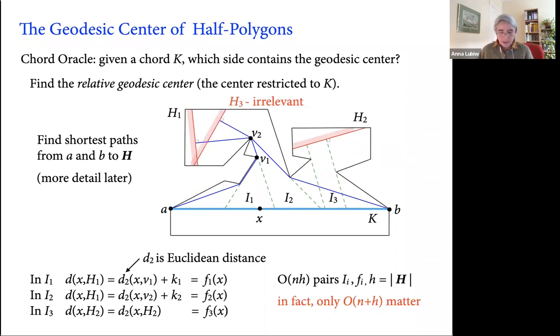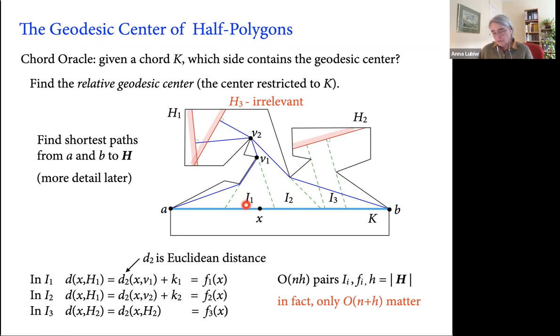Now, what Pollack et al. show is that, in fact, we don't need to worry about this quadratic number of intervals and functions. There's a linear number that suffice. And that's about shortest path trees. The intuition, anyway, is that if I were thinking, for example, about this half polygon H3, I have the same intervals down here, right? Because the path has the same combinatorics near the end.